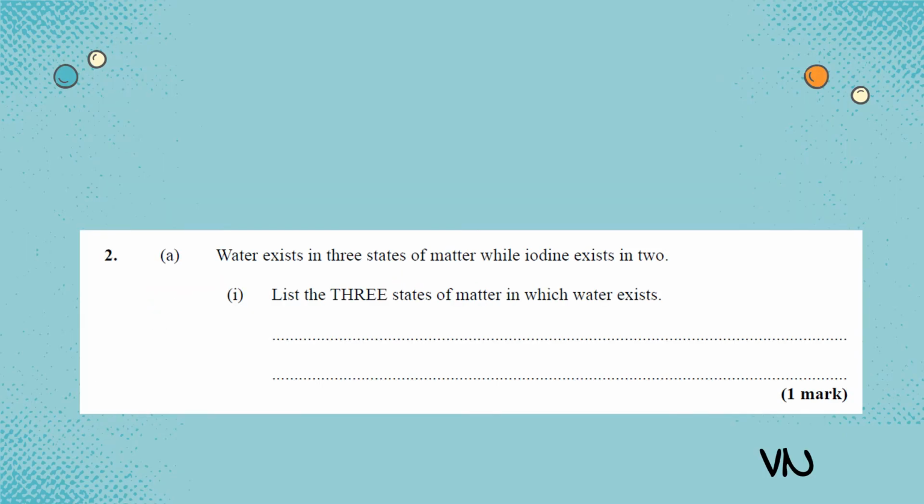We now move on to question 2. Question 2 starts out: water exists in 3 states of matter, while iodine only exists in 2. If you are to list the 3 states of matter in which water exists, that is simply going to be solid, liquid, and gas.